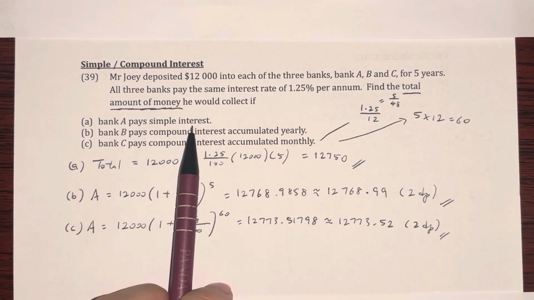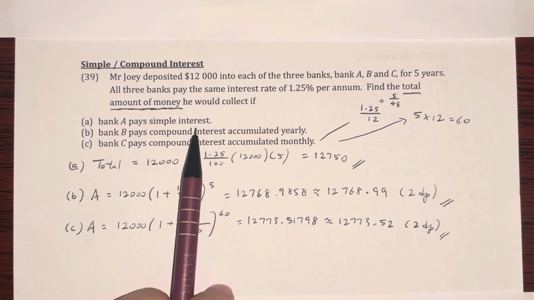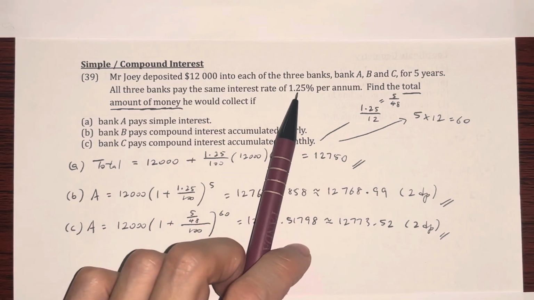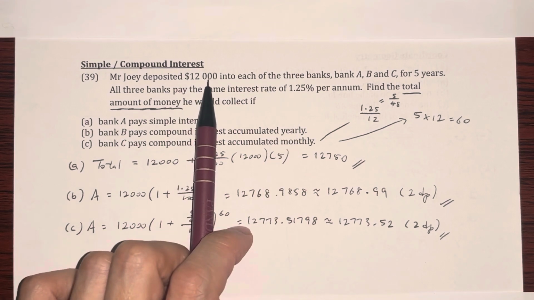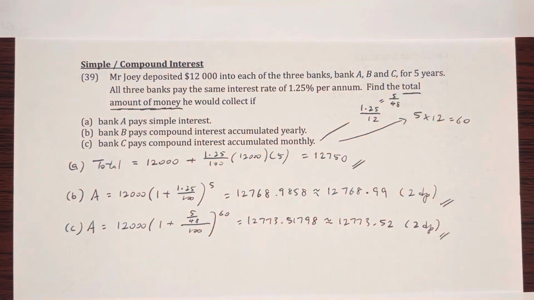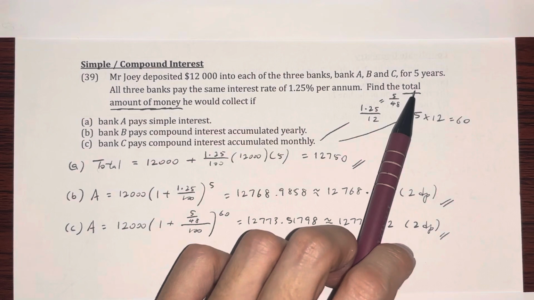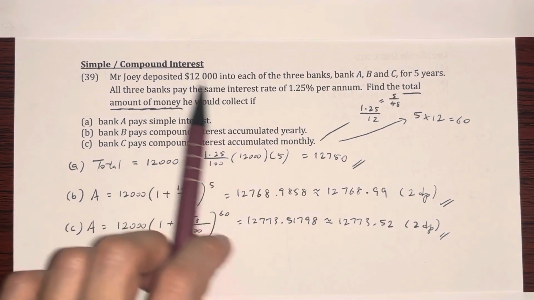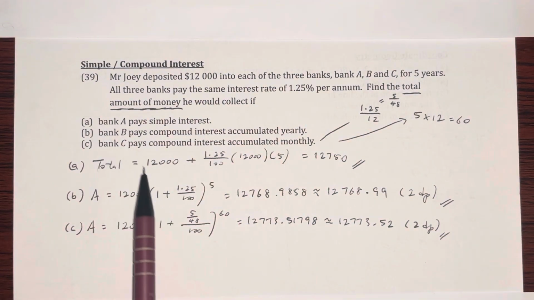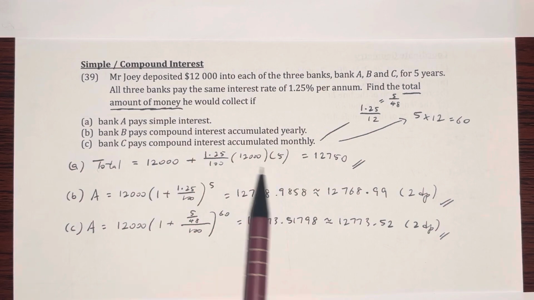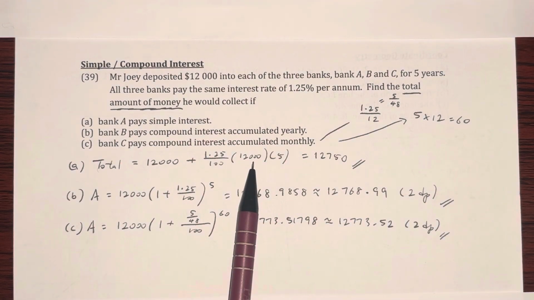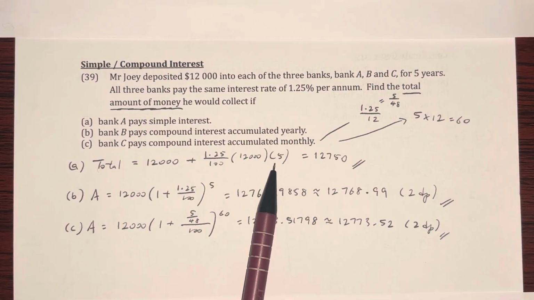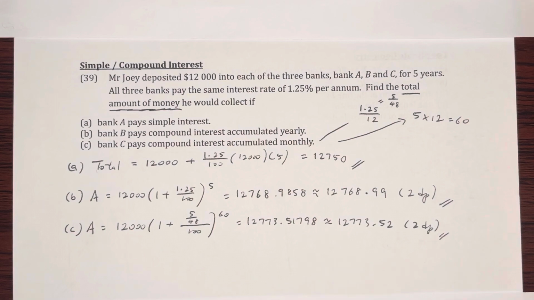So bank A is simple interest. Simple interest simply means simple. That means every year you get 1.25% of your money, and then if you put it for 5 years, you just simply times 5. So what you're going to see here is I have the original amount, and actually I want the total amount, so that means it includes the 12,000. I'm taking the 12,000, the starting, and over here I'm taking 1.25% of this 12,000 and times 5 years, and then of course I add it up and that's the answer. So simple interest is very simple.